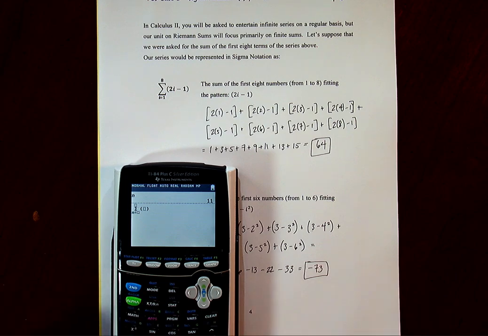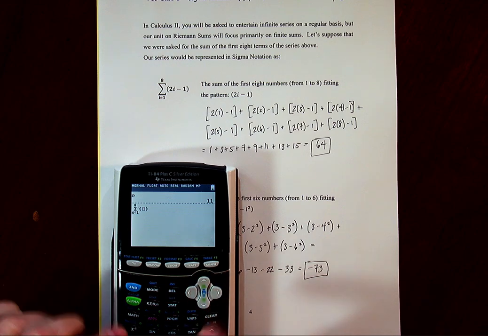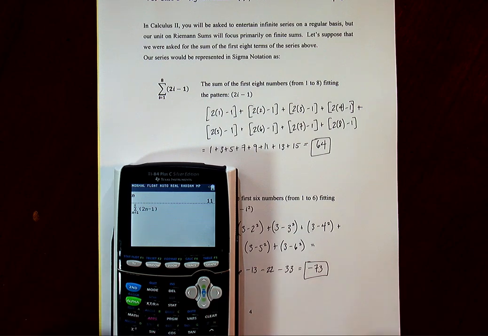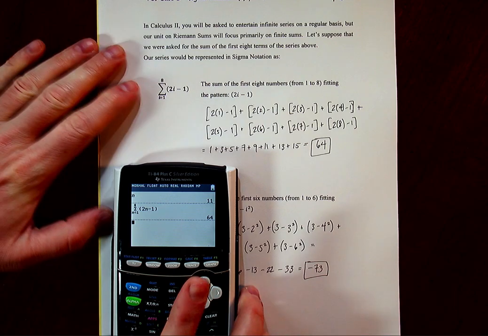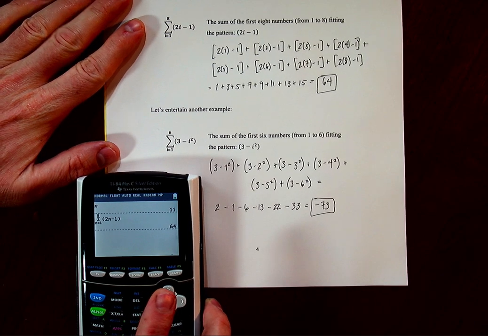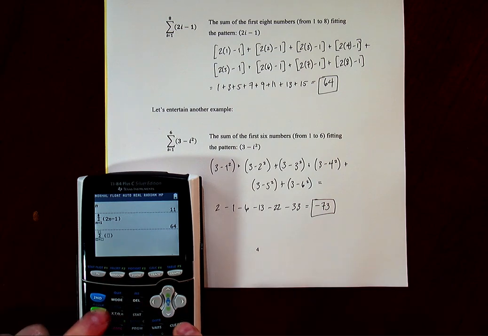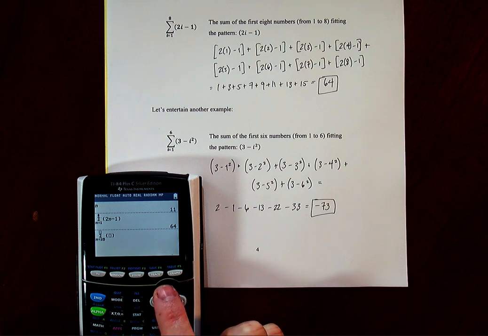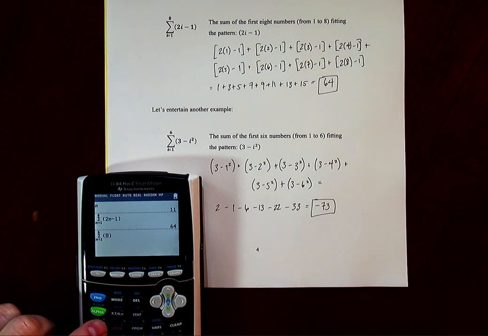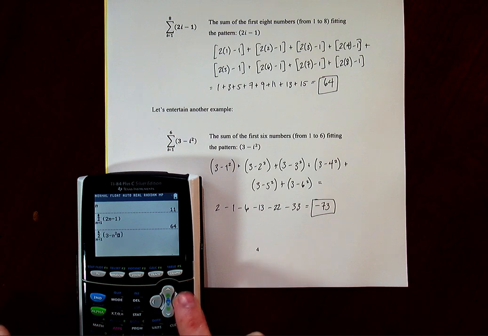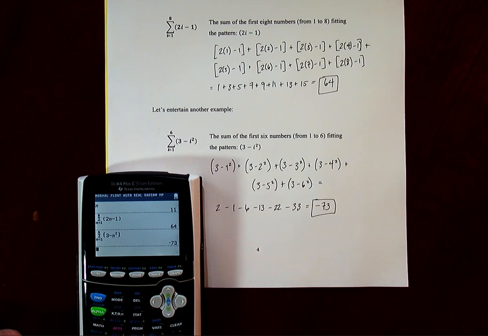But if you hadn't switched over to sequence mode and you were still in function mode and you pressed x, it would be the same thing, right? So I'm going to go from 1 to 8, and then it's going to be 2n minus 1, enter. And that's 64. And let's go ahead and confirm the second one right here, okay? I'm going to go alpha F2 again, press 2, and I'm going n is equal to 1 to 6, and it's going to be 3 minus n squared. And I get negative 73, okay?